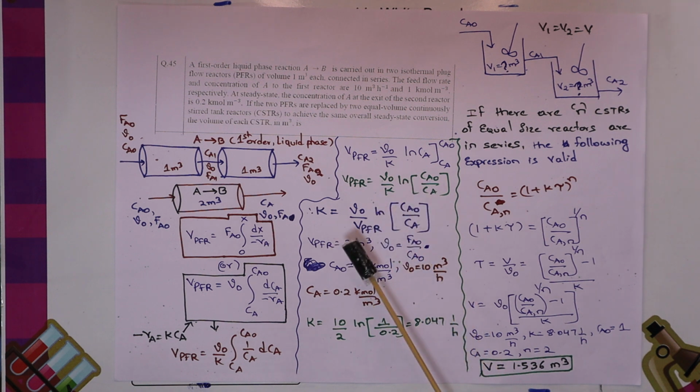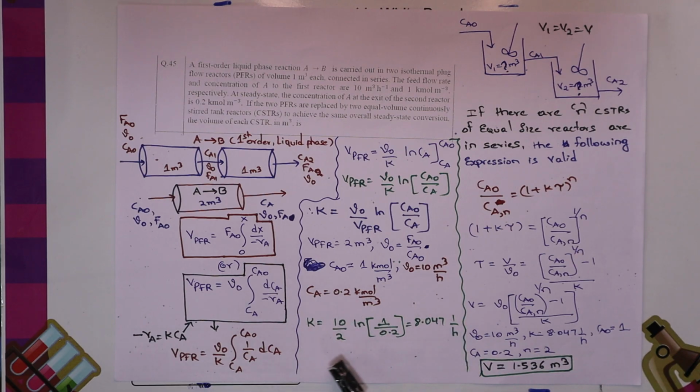So you know everything. The volume of the PFR, 2 meter cube, you know. Ca0 is given as 1 kilomole per meter cube. Ca, the concentration of A exiting the reactor, is also given as 0.2 kilomole per meter cube. So everything is provided. You have to find the rate constant k. If you substitute all the numbers, you get 8.047 per hour. So from case 1 for the PFR, you could find the rate constant of the reaction, which is 8.047.